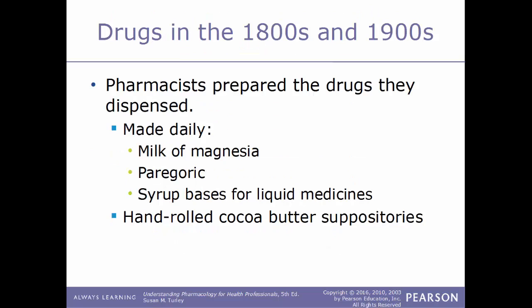Alright, now we'll talk about drugs in the 1800s and 1900s. During this time, pharmacists had to prepare the drugs that they dispensed, as some had to be made daily, such as milk of magnesia, or paregoric, or syrup bases for liquid medicines. These couldn't be stored for days on end. These had to be made fresh every single day. Pharmacists also had to hand roll cocoa butter suppositories.